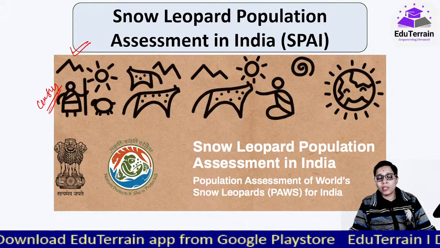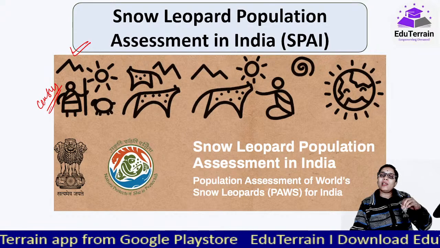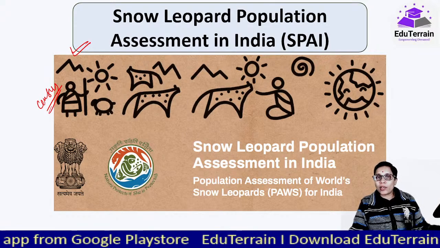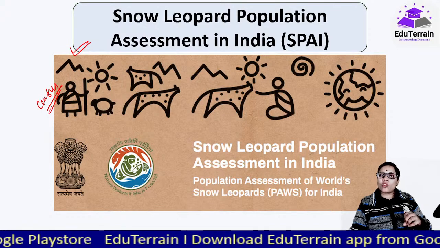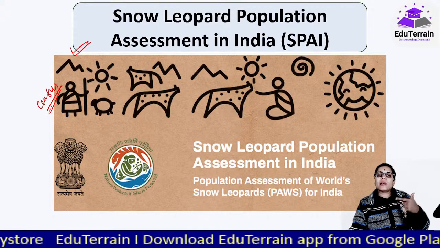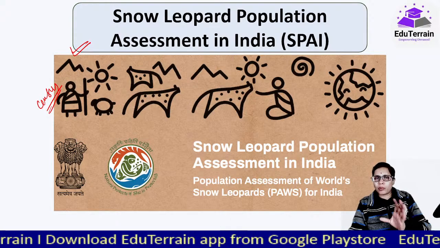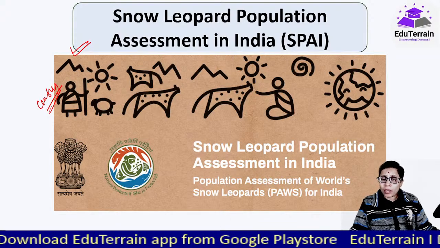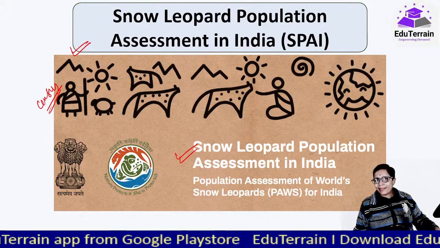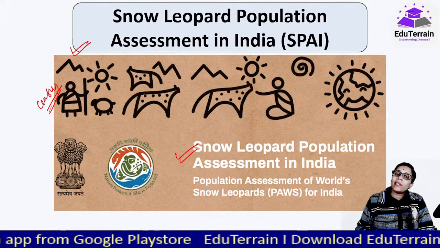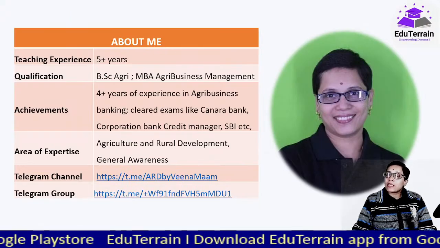This is the first time they have done this survey, and the foundation for this survey was put in 2019 itself. The first policy draft associated with the assessment of these snow leopards was drawn in 2019. Based on that, very recently, last year only, they have done this survey. I'll provide you with the survey period as well. So, the snow leopard population assessment in India. There are a few important facts and figures associated with the report that we will be discussing as part of today's session. Yes, with this let me start.